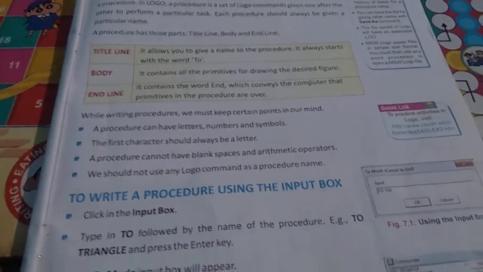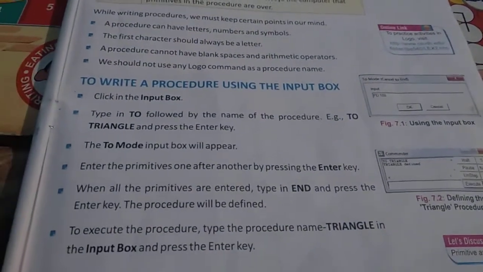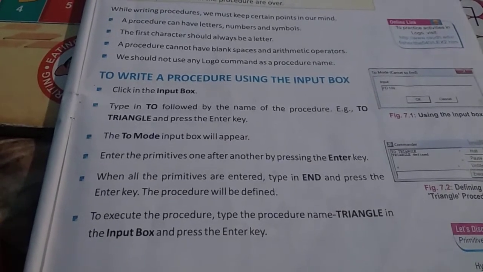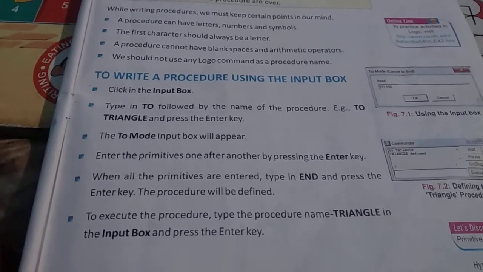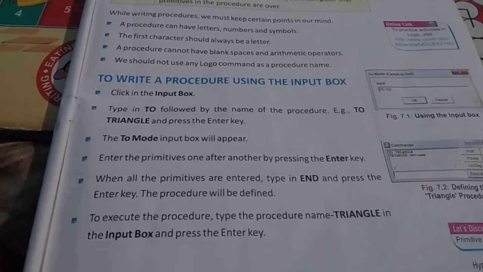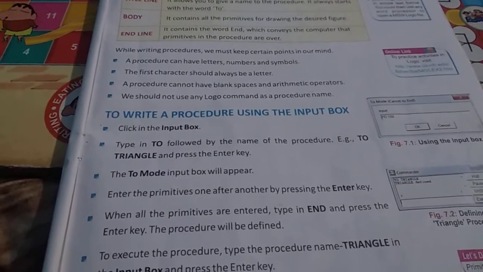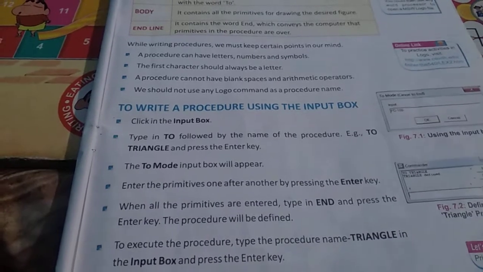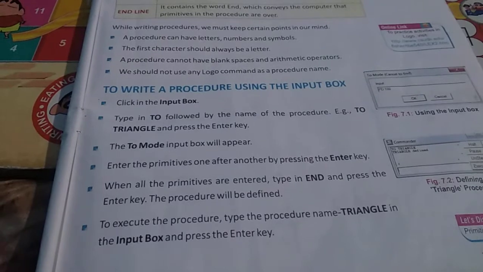Now next is to write a procedure using the input box. Now how do we write a procedure? Let's see. Click in the input box, type in to followed by the name of a procedure, for example to triangle, and press the enter key. So to triangle is what? To triangle is the title line. The to mode input box will appear. Enter the primitives one after another by pressing the enter key.